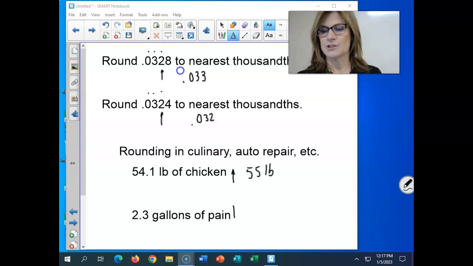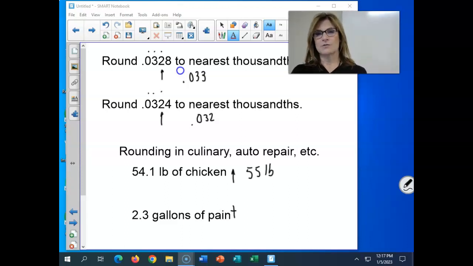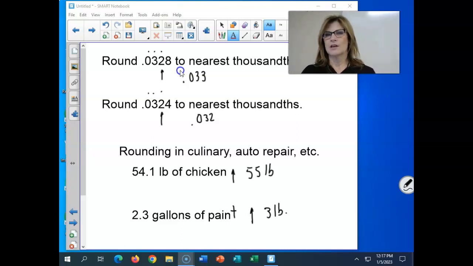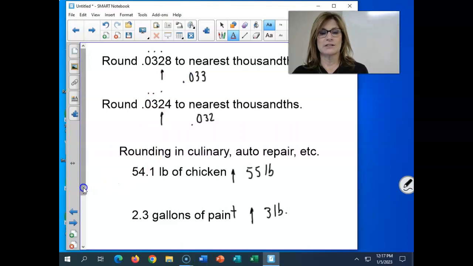This is supposed to be 2.3 gallons of paint. So if you're in auto body and you need 2.3 gallons of paint, you don't order 2.3 gallons. You usually don't even order 2.5 gallons. What you would order would be 3 gallons. So you have to round in your field to whatever place actually makes the most sense for your field.